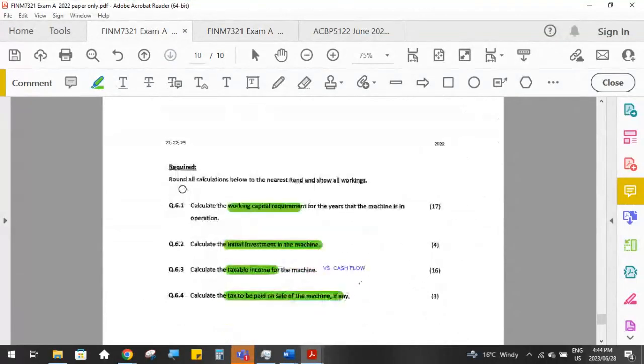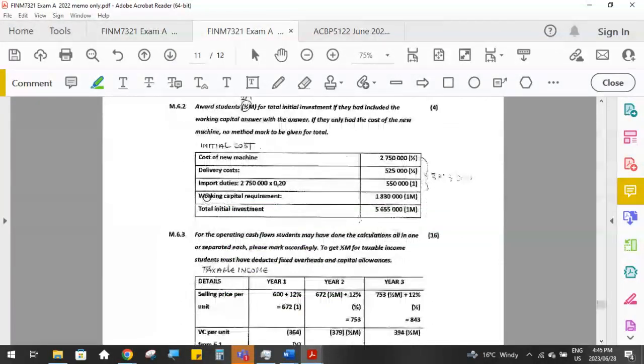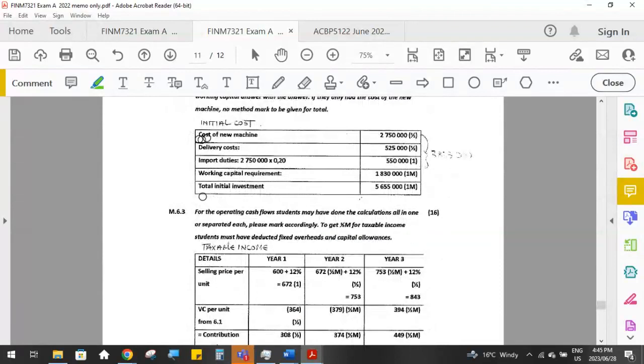What was 6.2? Initial investment in the machine, the cash cost of the new machine plus the delivery costs plus import duties. Remember from your accounting, it is the cost plus any directly attributable costs that we include, and then initial cost of the project of the machine, we include working capital requirement in that. That's in your textbooks in that section, initial cost of a project. So our total initial investment, if we were to undertake this project, is all of those amounts added together.